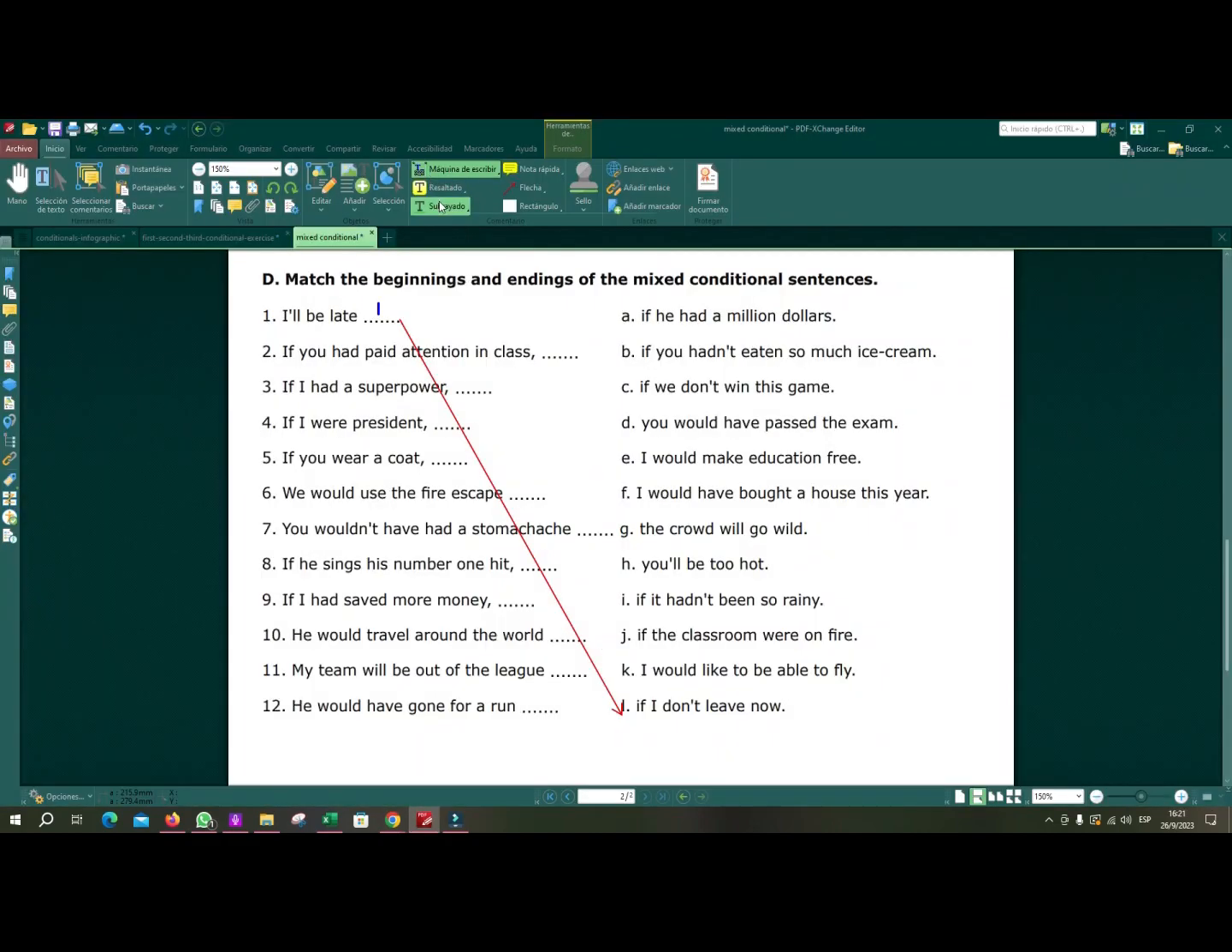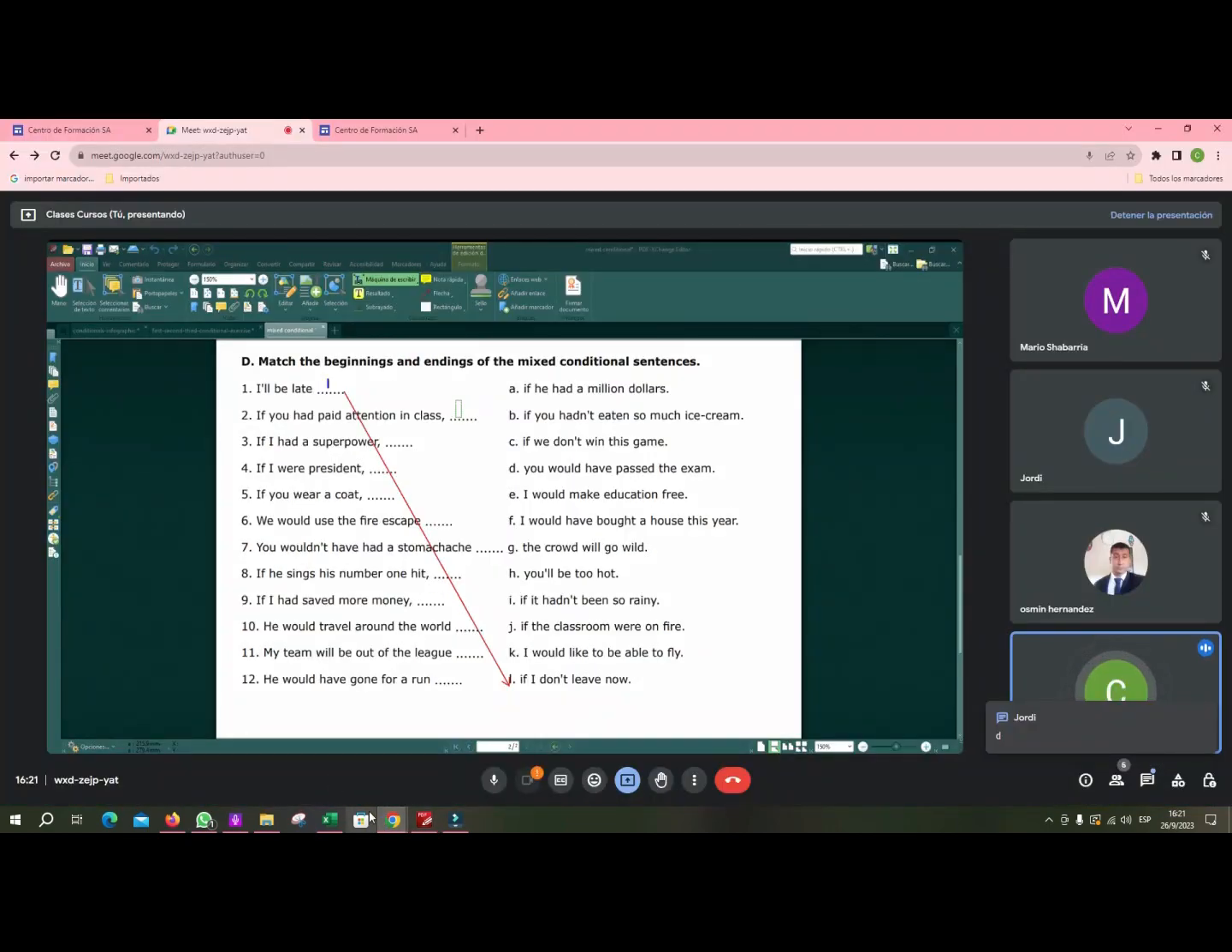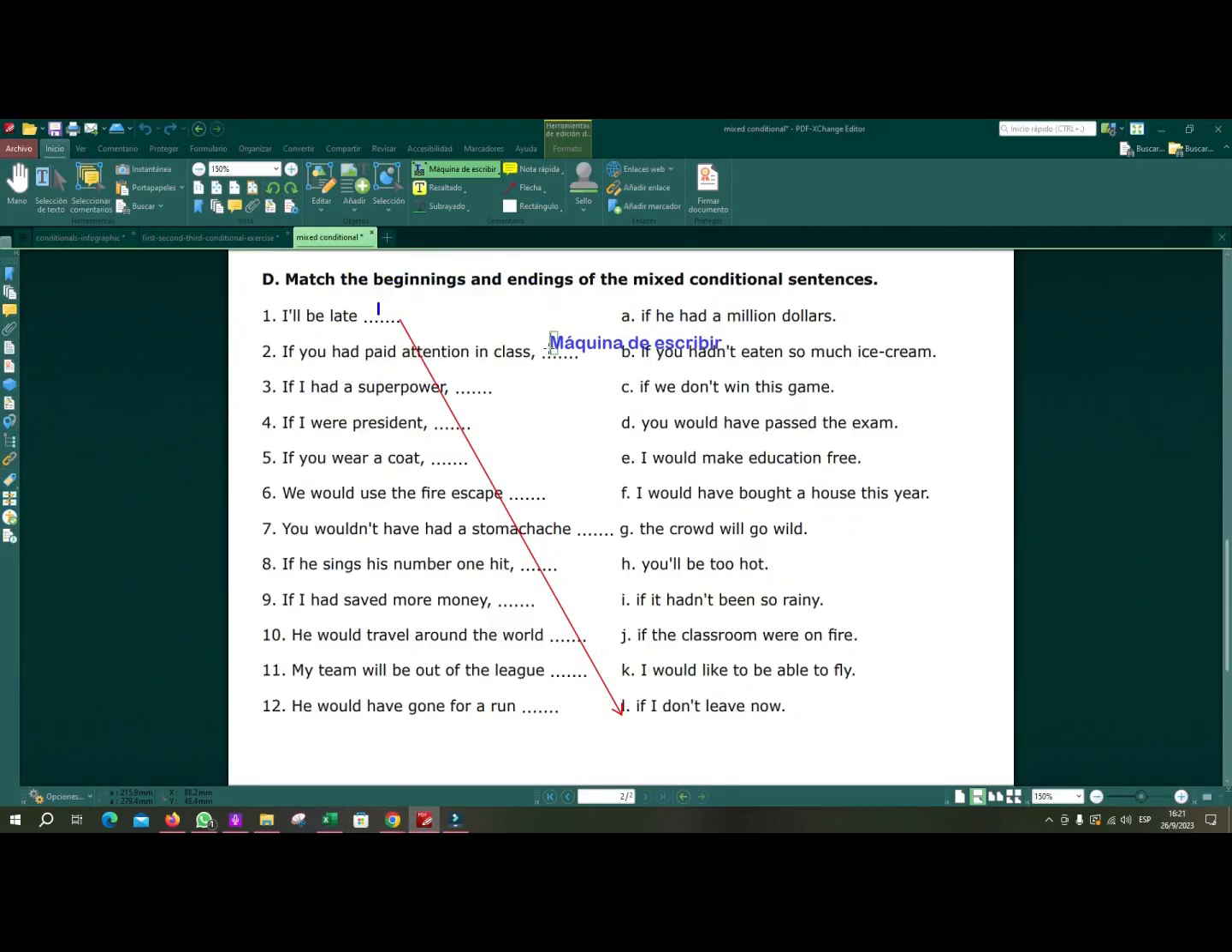What do you think about number 2? If you had paid attention in class, which could be that? Yes, Mr. Jordi says letter D. Excellent. So that would be letter D. If you had paid attention in class, you would have passed the exam. Okay, excellent.